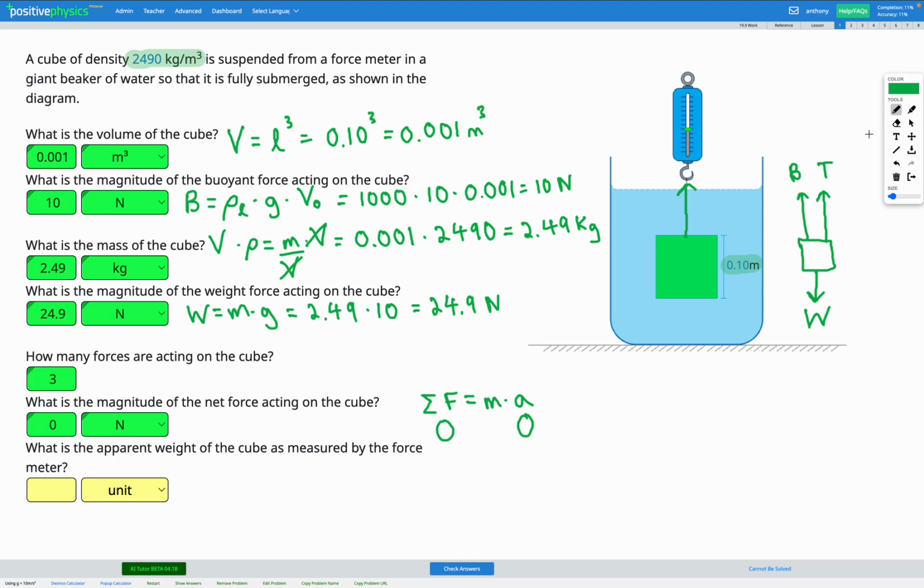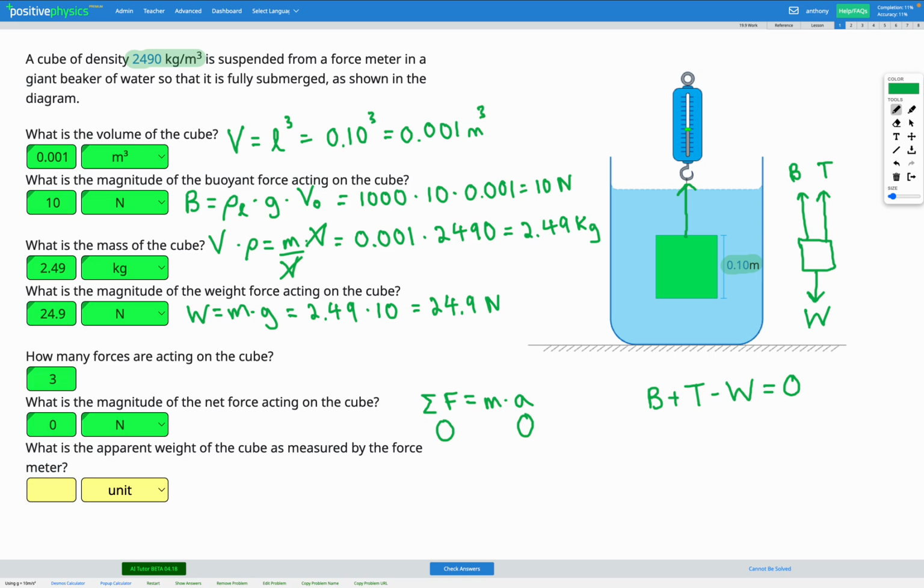Now our final goal is to find T. That's our apparent weight of the cube measured by the force meter. So I'm going to figure out an expression for the net force acting on our cube. And I know that that's going to equal 0 because I know my cube isn't accelerating. So in the upwards direction, I've got the buoyant force and I've got the tension. In the downwards direction, I've got the weight, so I'm going to subtract that. And I know that that net force is equal to 0 because my object isn't accelerating.